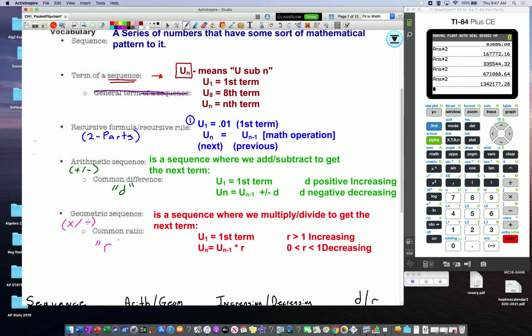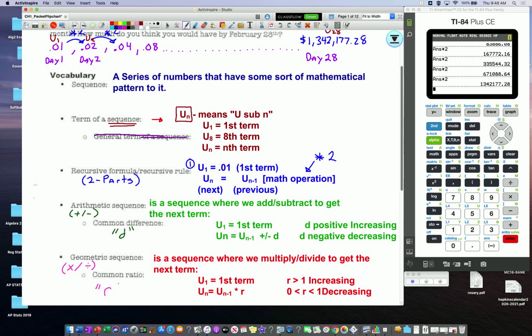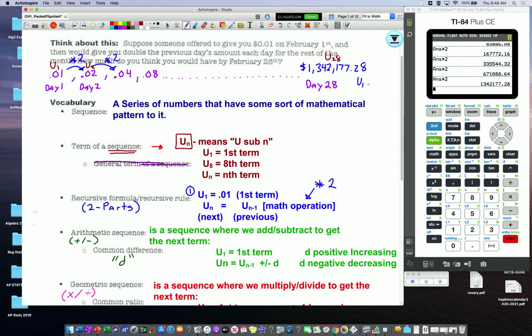Okay? So then the second part always has this part to it. We define the U sub n to get the next term. It's equal to the previous term, and then we're doing some sort of mathematical operation. We might be adding, subtracting, multiplying, or dividing. The operation in this problem was simply to multiply by 2. So the recursive definition for this problem would look like this. U sub 1, our first term, was a penny. Then to get our next term, U sub n, we take the previous term, U sub n minus 1, and we're timesing it by 2.